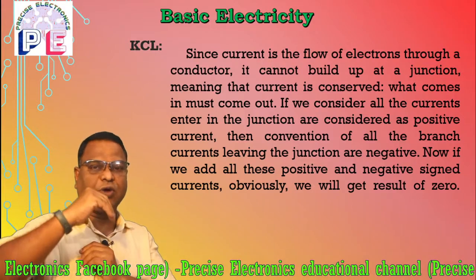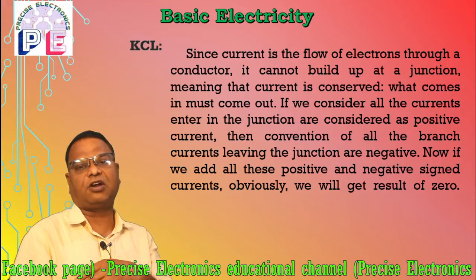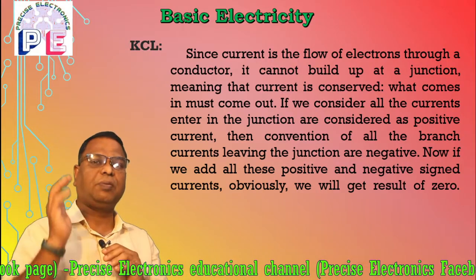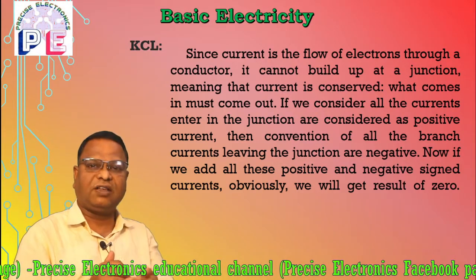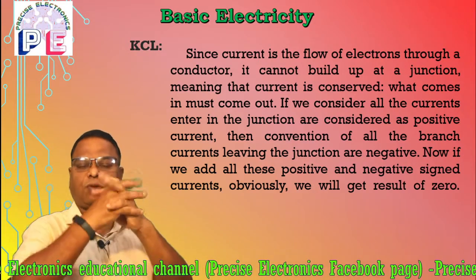So suppose I1, I2, I3 are the currents flowing toward the junction, and I4, I5 are the currents flowing away from the junction. Then I1 plus I2 plus I3 minus I4 minus I5 must be equal to 0. That is Kirchhoff's current law.